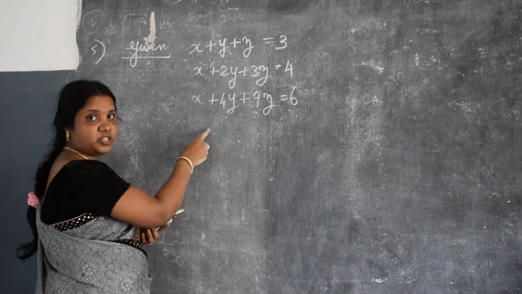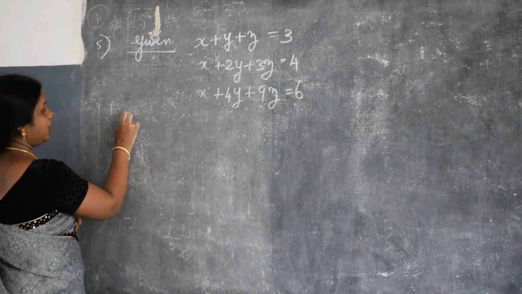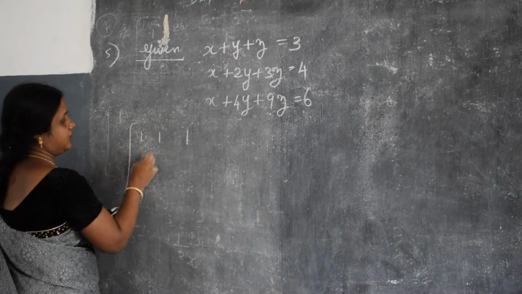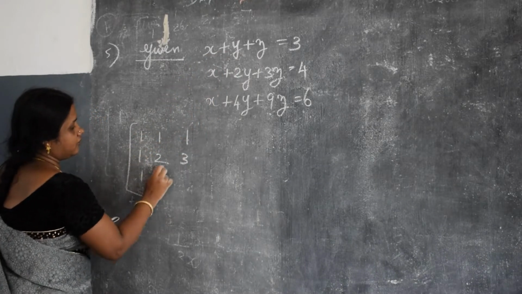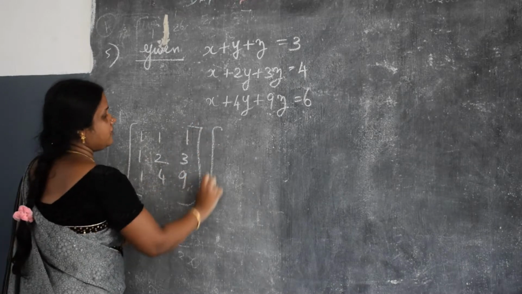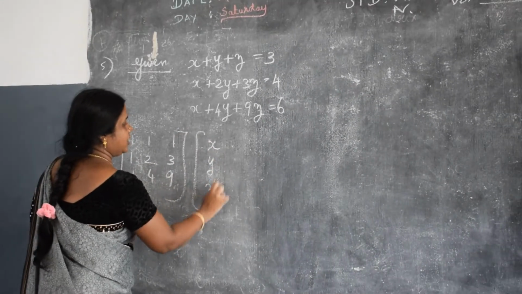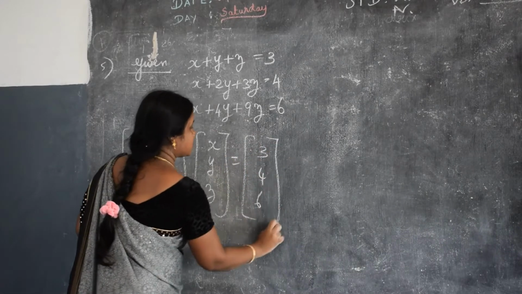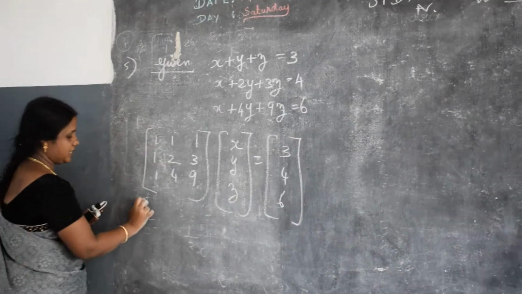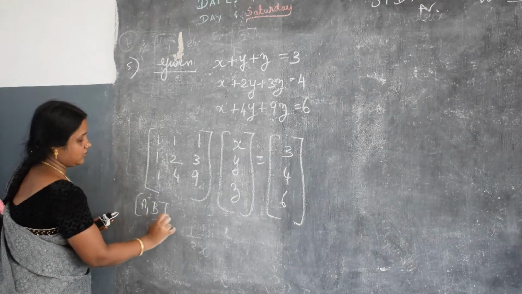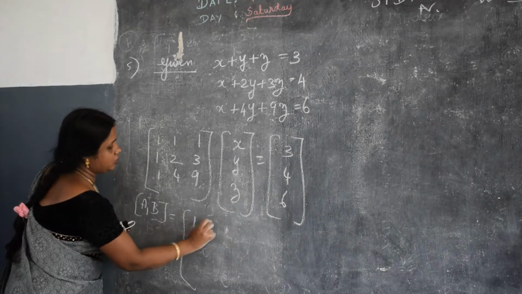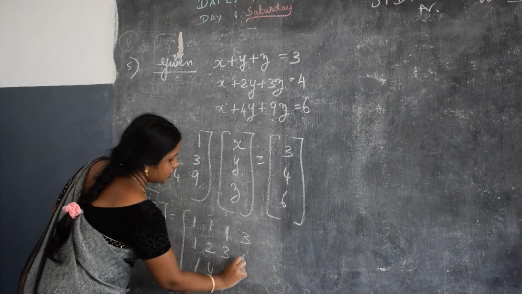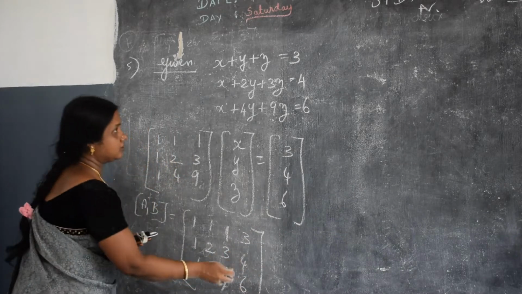You have to solve this equation by rank method. First you write in matrix form. What is the coefficient of x, y and z here? 1, 1, 1. Next 1, 2, 3. 1, 4, 9. What is the variable here? x, y, z. Write the constant here: 3, 4, 6. Now you write this in augmented matrix form. That means, as I already said, write the elements of A as well as the elements of B. Our element of B is 3, 4, 6.